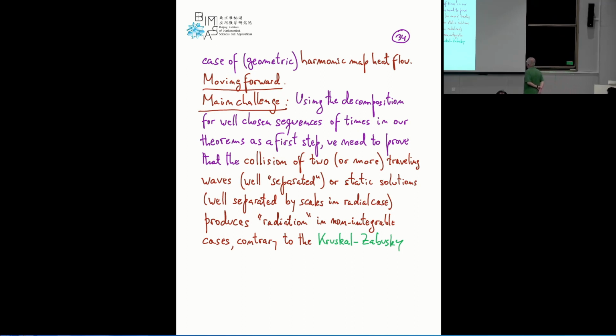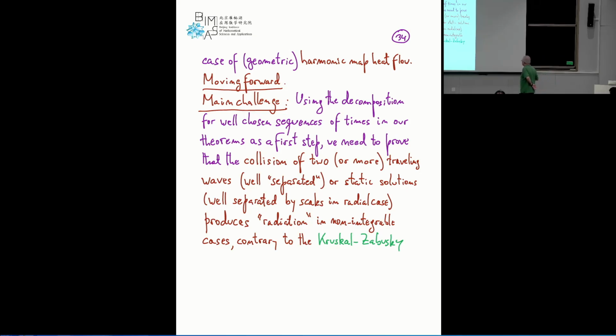So how do you move forward from this? Using the decomposition for a well-chosen sequence of times from the first theorems, now we want to follow what happens in between those successive times that we've found. And what we eventually realized is that what we need to understand is collisions between traveling wave solutions. What happens when, because they go at different speeds, the traveling waves start to collide? What happens?